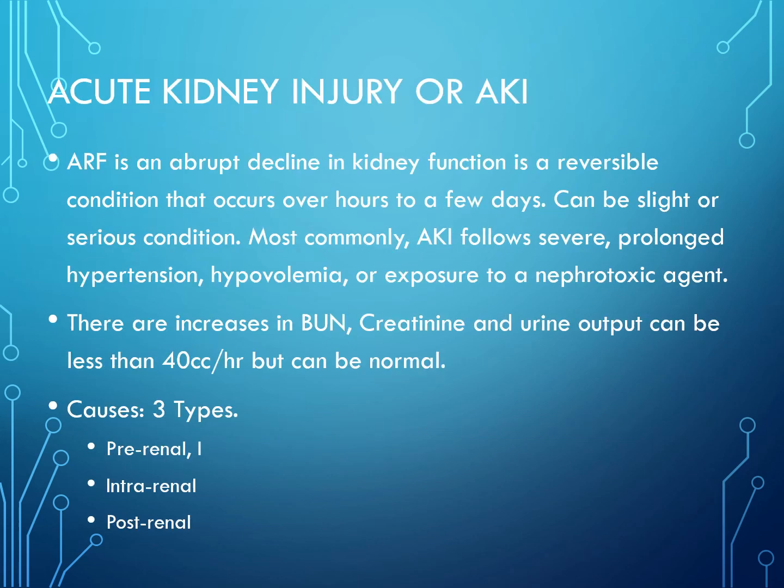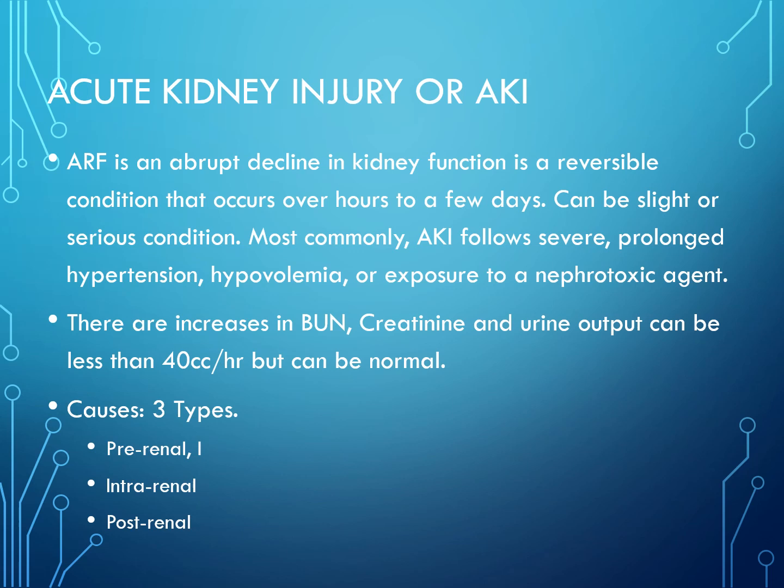And again, as I said, acute kidney injury will happen rather quickly and can be a slight condition or a very serious condition where they are in the unit. You will see again increases in BUN and creatinine, and urine output may be less than 40 cc's an hour, but actually could be normal in some cases. And there are 3 causes of acute kidney injury: prerenal, intrarenal, and postrenal.